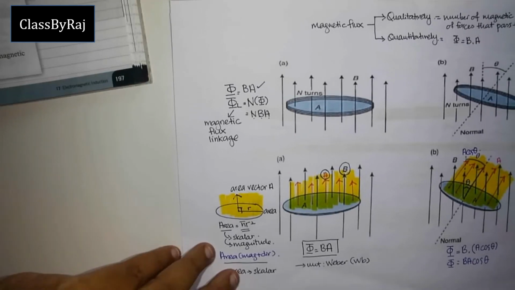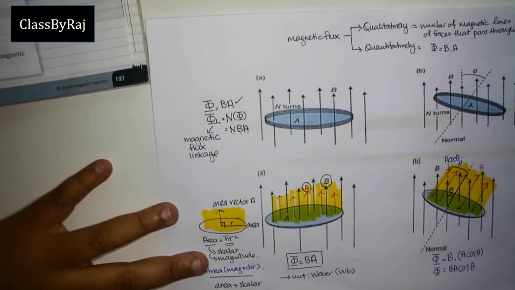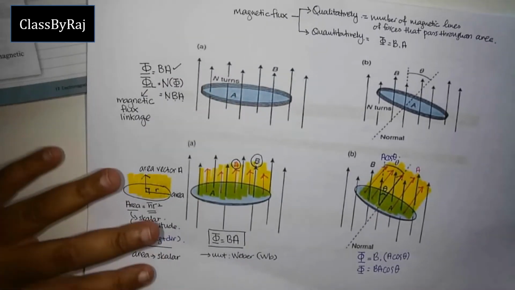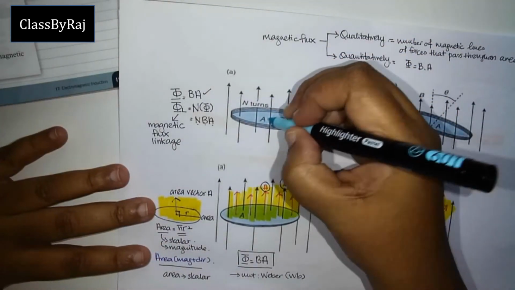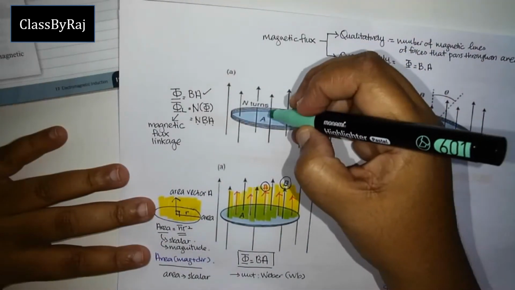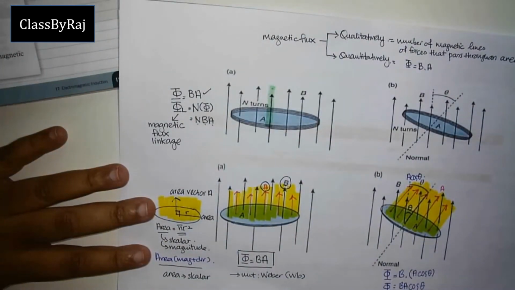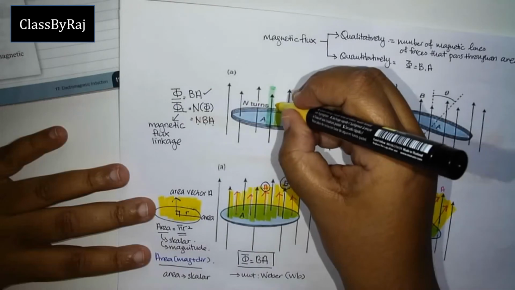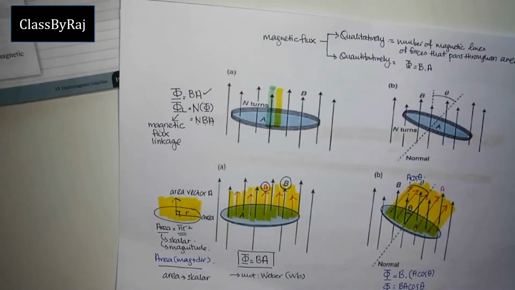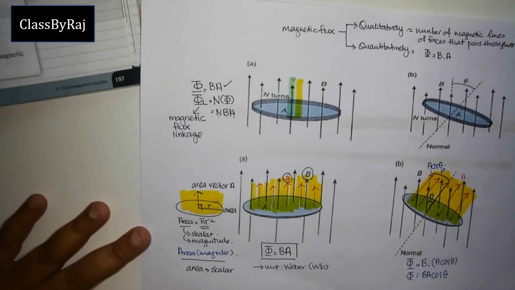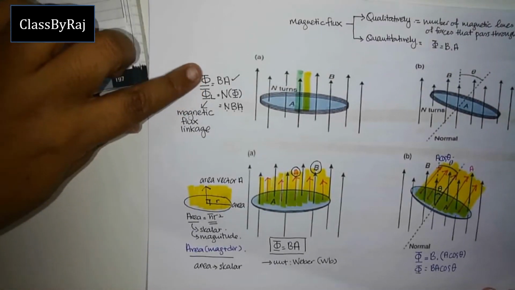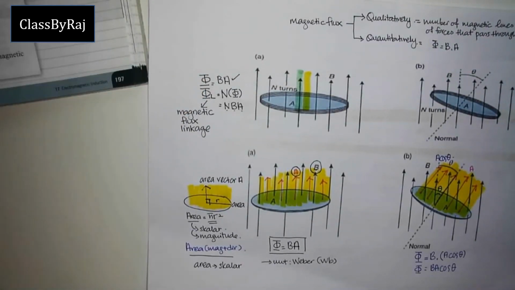In this case, we know B is in this direction, and the area A is also in this direction. So A and B are normal to each other. We get phi equals BA, and then we find the magnetic flux linkage.